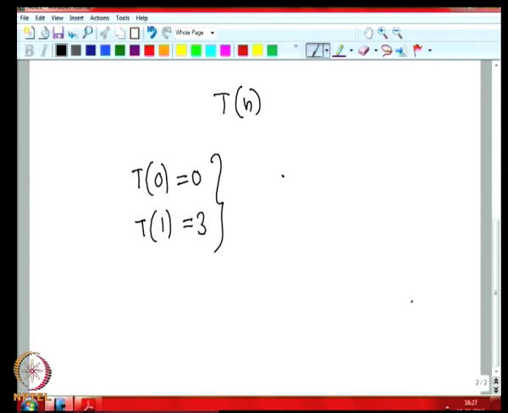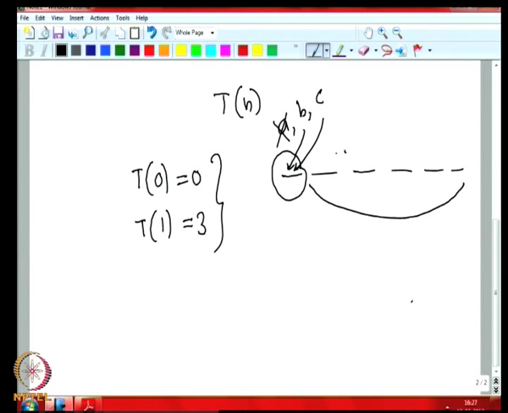Now suppose we are thinking of n length words. The first letter can be A, B or C. Let us say it is either B or C. Suppose this is not A, then we do not have any restriction on the remaining part. This is the n minus 1 length part. So if the first letter is either B or C, then we can form all the T of n minus 1 possible words here. So that is 2 into T of n minus 1.